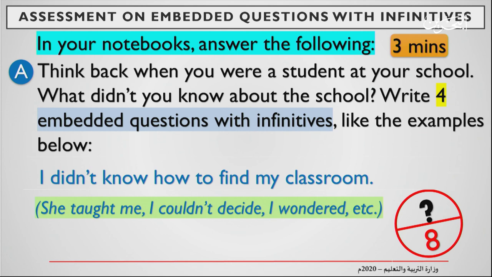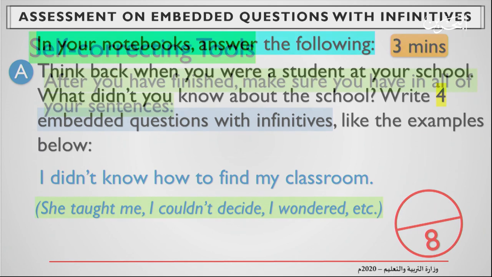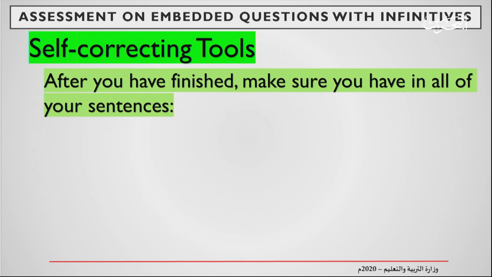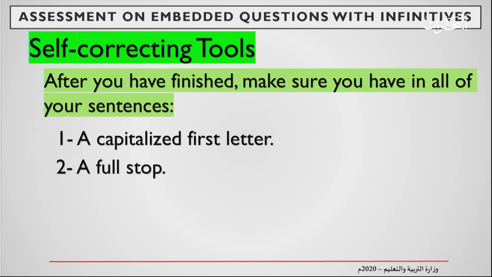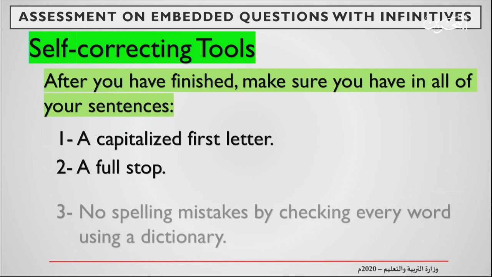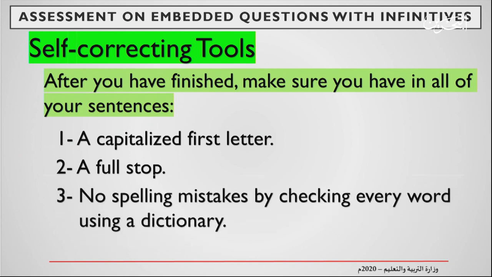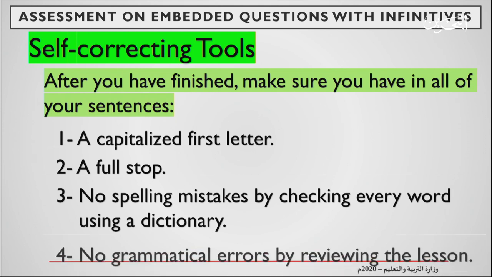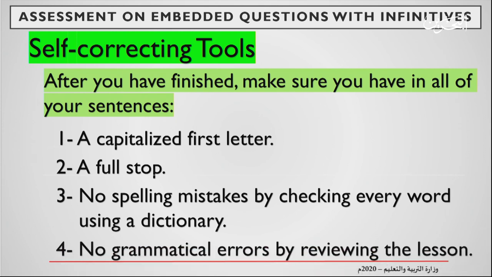All right, now let's jump to the model answer. But before you do that, you have to use the self-correcting tools. After you have finished, make sure you have in all of your sentences the following. Number one, a capitalized first letter. Number two, a full stop. Number three, no spelling mistakes by checking every word using a dictionary. Number four, no grammatical errors by reviewing the lesson.